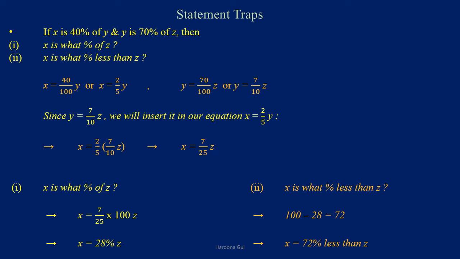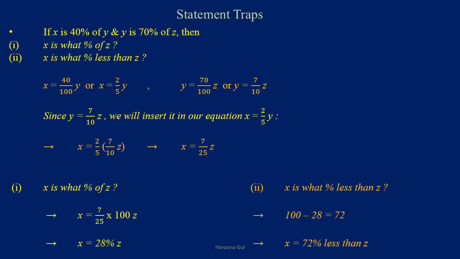Now, basically, you have to solve for this statement, right? And if you convert the statement into an equation, you solve for part 1 and part 2 of the question. It is a very simple question. Now what you're going to do is convert the statement into an equation, and we're going to get two equations. If X is 40% of Y, which means X is equal to 40 over 100 into Y, or X is equal to 2 by 5 into Y.